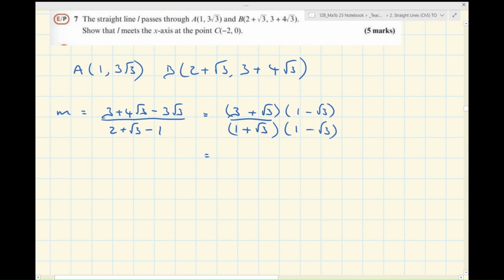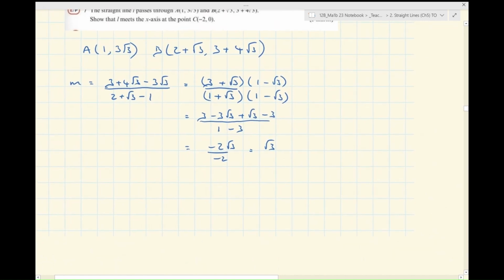Okay, so the numerator is going to become 3 times 1 is 3, minus 3 root 3 plus root 3 minus 3. And the denominator of that is just 1 take away 3. So let's carry on simplifying that. On the numerator, the 3's disappear, and I'm left with minus 2 root 3 over minus 2, which is simply root 3. So that's the gradient.